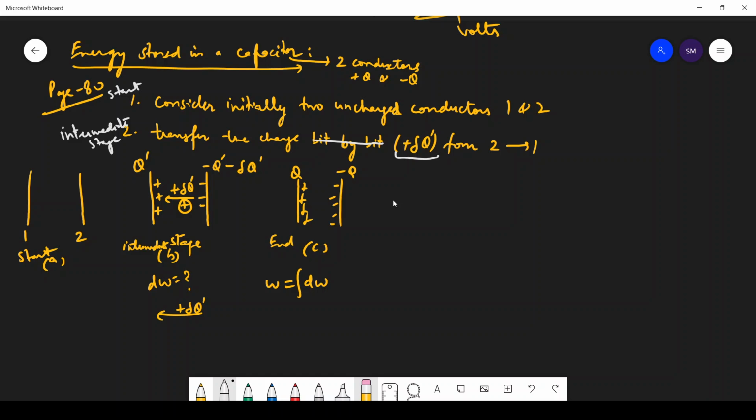So how much is the work done? The small work done in transferring this charge, delta W, is given by work done equals VQ. You know this formula. Here V is actually the potential difference, so you can write delta V times delta Q.